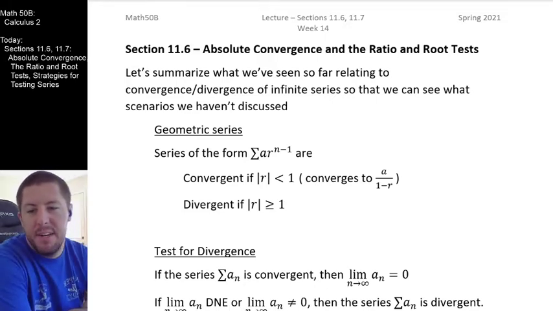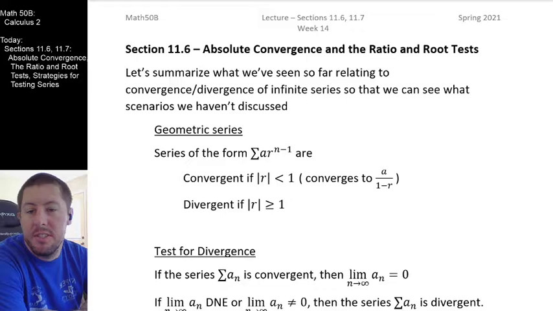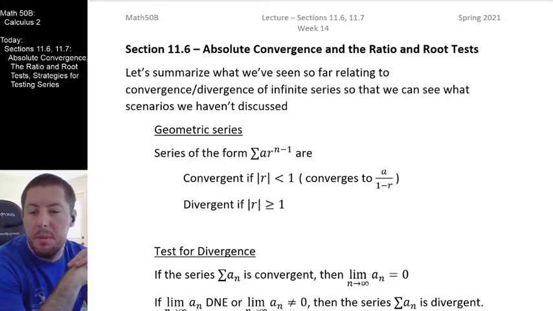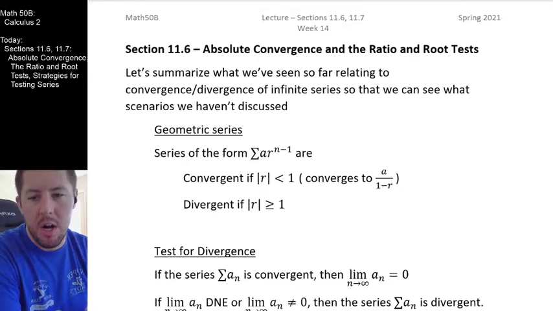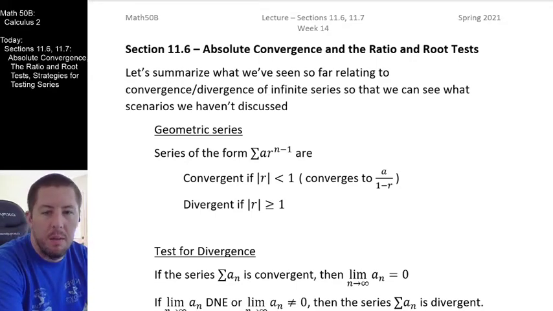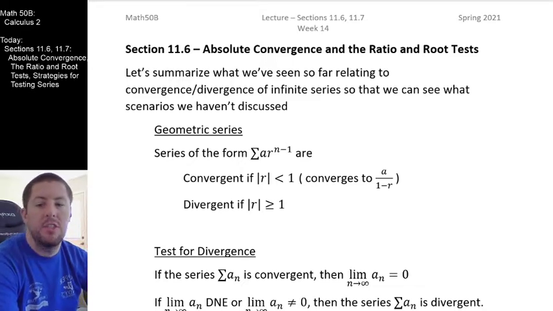I am here making this video on Tuesday, April 27th, and today we're going to be talking about sections 11.6 and 11.7. We're going to talk about absolute convergence, the ratio and the root tests, and we're going to talk a bit more broadly about strategies for testing series. So we're going to look at a couple of series where we walk down our list of possible tests that we might want to throw at it. And that's in general a good strategy for us to have.